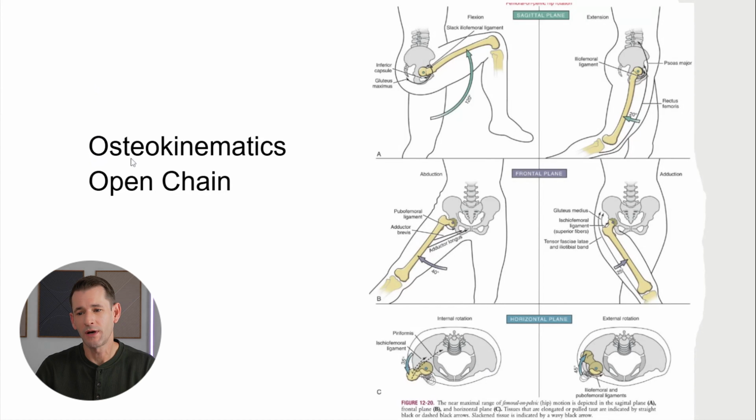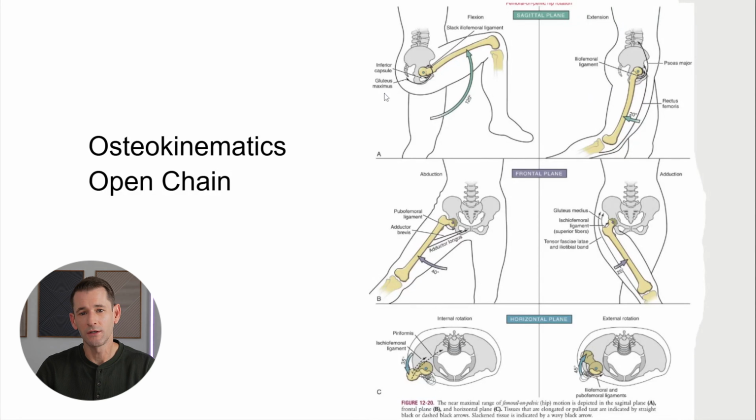Let's next talk about osteokinematics. So that is movement in those cardinal planes that you can see with your own eyes. And let's go through the open chain movements first. So open chain just being the distal segment is free to move. So this is going to be femur on pelvic motion. Flexion is going to be bringing that femur anterior on the pelvis. And we'll talk about the muscles that are involved in all of these motions in our next video.